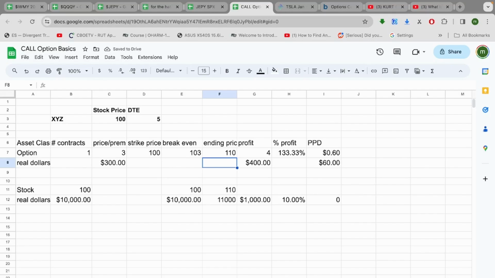All right, so now let's do another scenario, and let's say that XYZ stock by next Friday goes to 90 instead of going to 110. Let's say that this stock drops 10 points. Let's see what happens to the option.